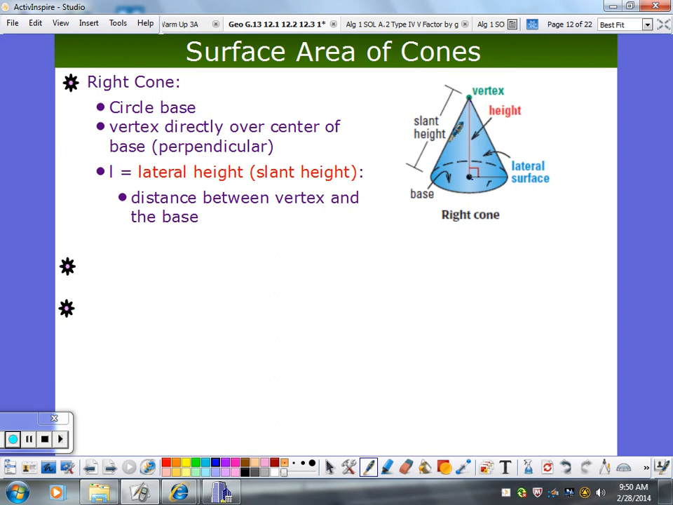I do have a lateral height here. It's just the measure from the vertex to a side of that circle base. That's your slant height or lateral height in a cone. And the height of the cone itself is from the vertex to the base. What's the formula? The lateral area, the distance around the cone, plus the area of the base, there's your pi r squared. I claim here that lateral area is pi times r times the slant height.